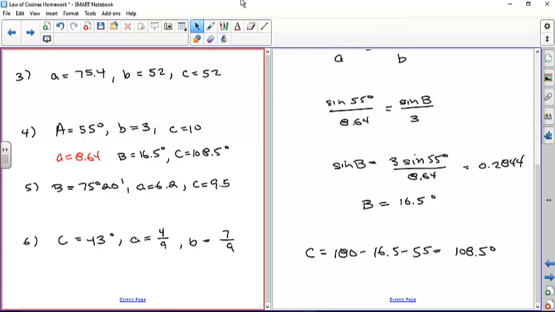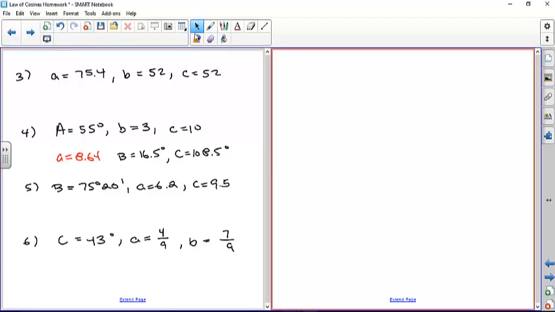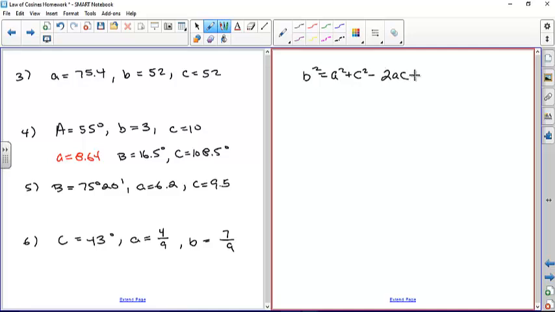So I'm going to pause just to make sure I did that one right. Okay, so that is right. Next one, same kind of deal. So we're going to use the law of cosines, and we're going to find side B. So b squared is equal to a squared plus c squared minus 2ac times the cosine of angle B.